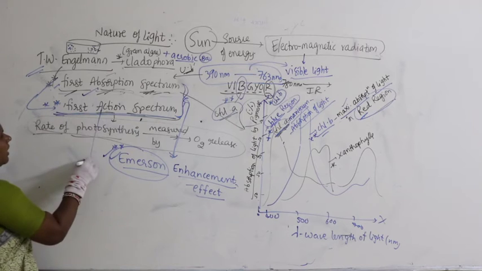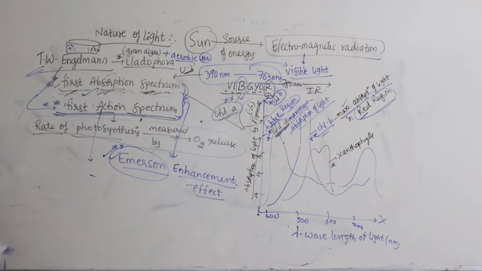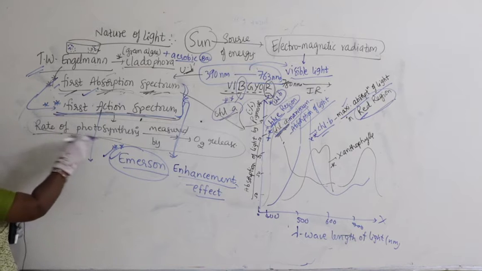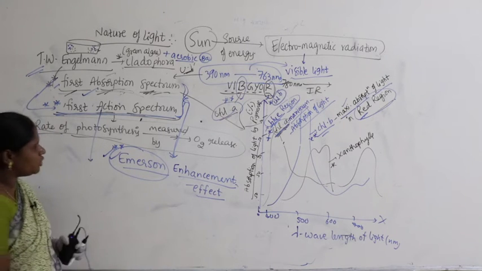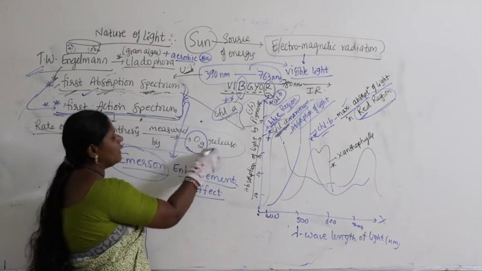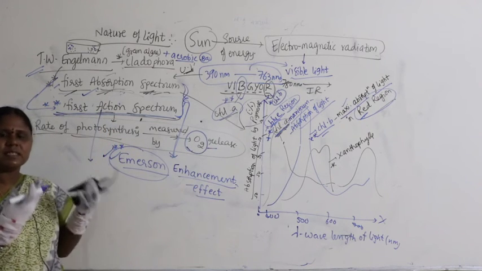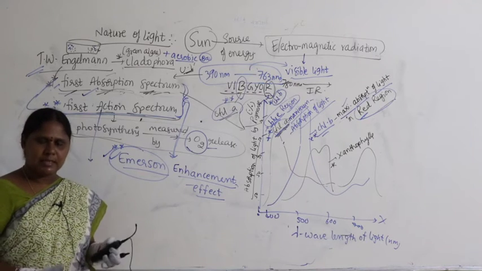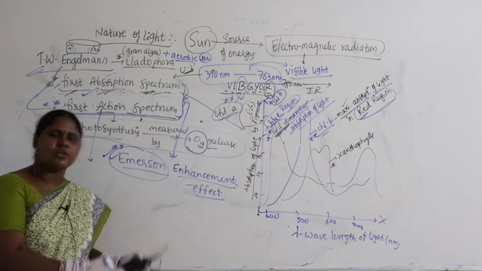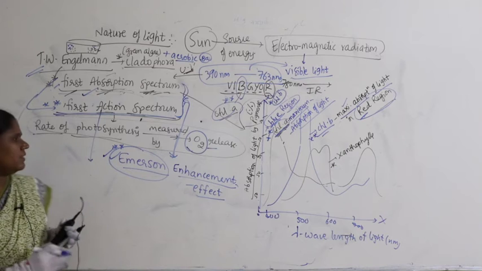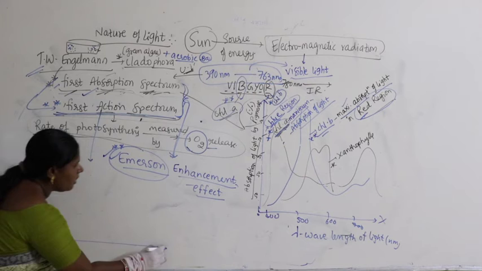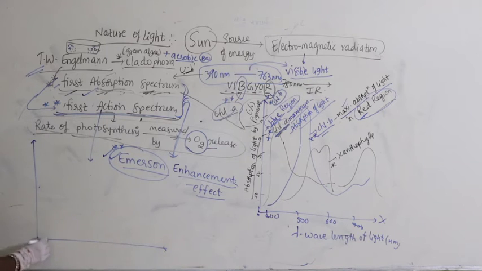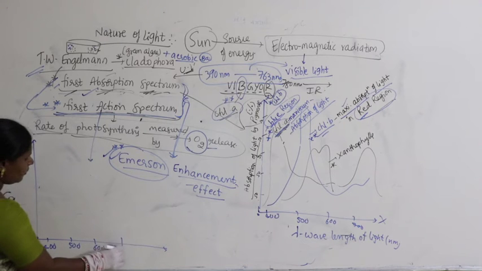Now let us talk about the action spectrum. In the action spectrum, what are we doing? We are measuring the rate of photosynthesis, how much photosynthesis is taking place, which can be measured with the amount of oxygen released in the process. More oxygen released means a higher rate of photosynthesis. Less oxygen released means a lower rate of photosynthesis. This is also plotted as a graph, same as before.